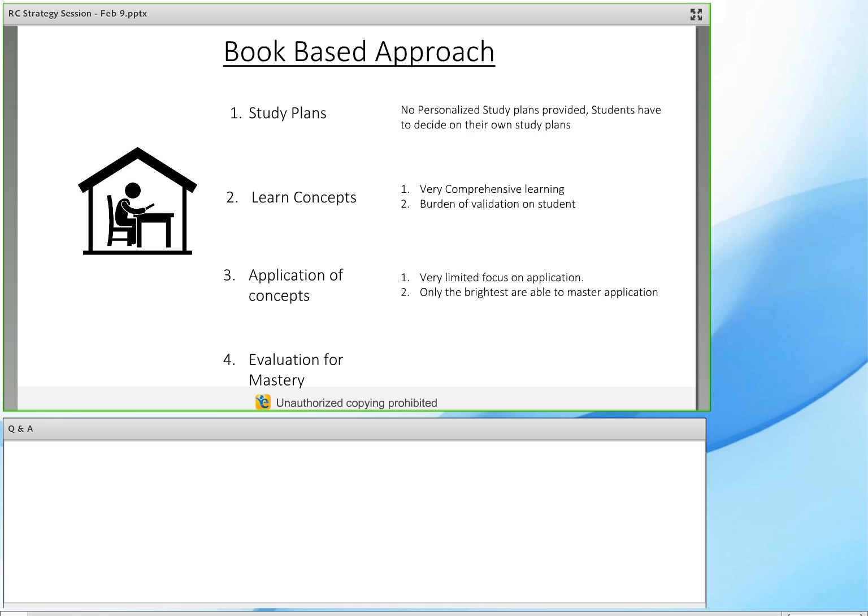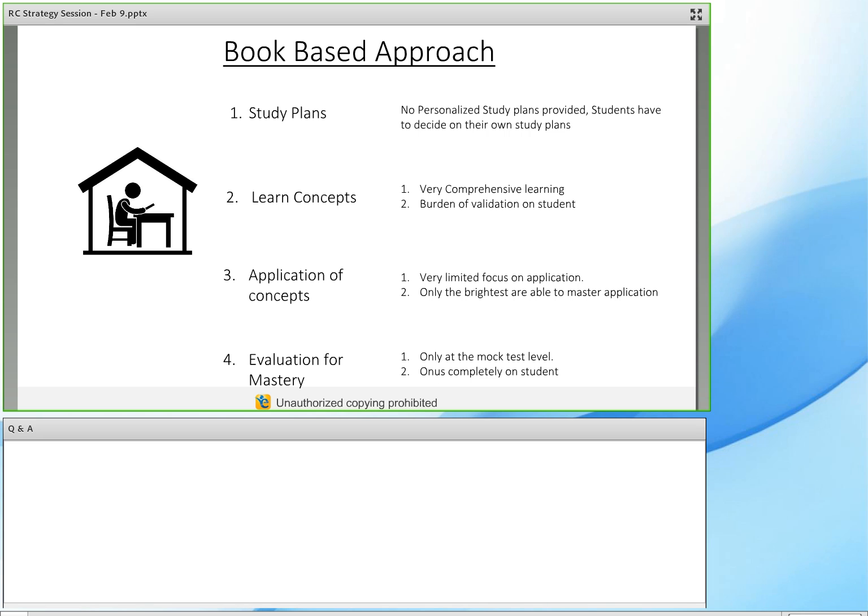The last piece is evaluation of mastery. So are you amongst the top 6 percentile of students or not? A lot of people who study using books use mock tests as the only means to evaluate their mastery, which means that they study, and towards the end of their preparation, they take mock tests to determine whether they have actually learned well enough or not.